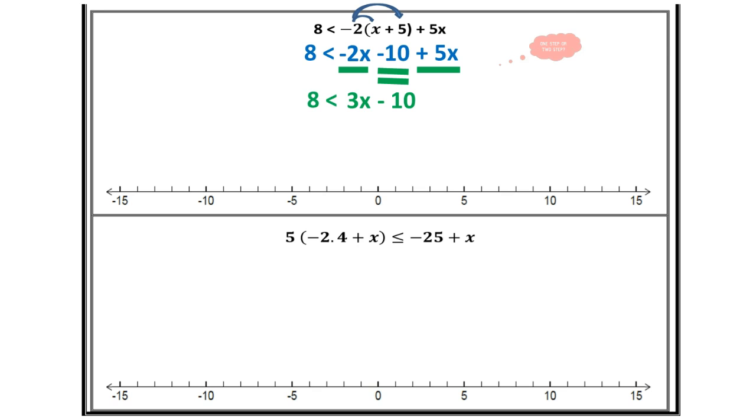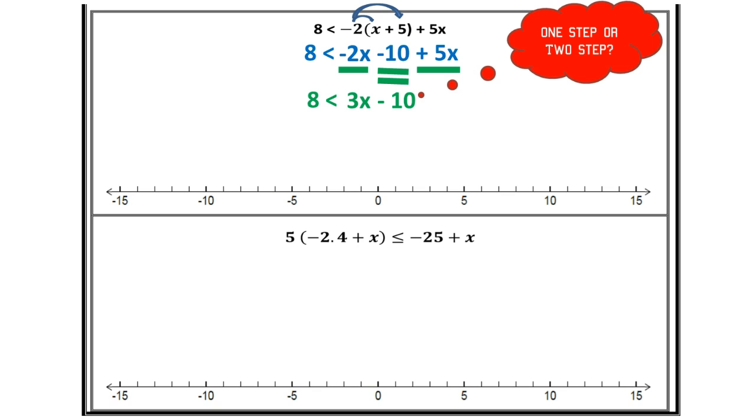Now I have to decide, is this a one-step or two-step inequality? I see two operations. I'm multiplying by 3, and then I'm subtracting 10. So I need to do the inverse of that. That's a two-step equation, or two-step inequality. I'm multiplying by 3, subtracting 10, so I need to add 10, divide by 3. So I'm going to write my work up here, give myself a little more room.